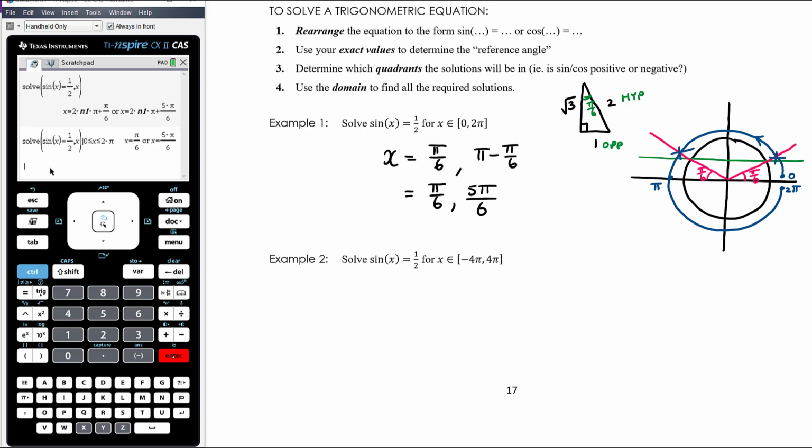We could have said, oh, well, it's negative 7 pi on 6 and negative 11 pi on 6, but they're not in this domain. So we only want the solutions that are between 0 and 2 pi, which will be 0 plus pi on 6 and pi minus pi on 6.